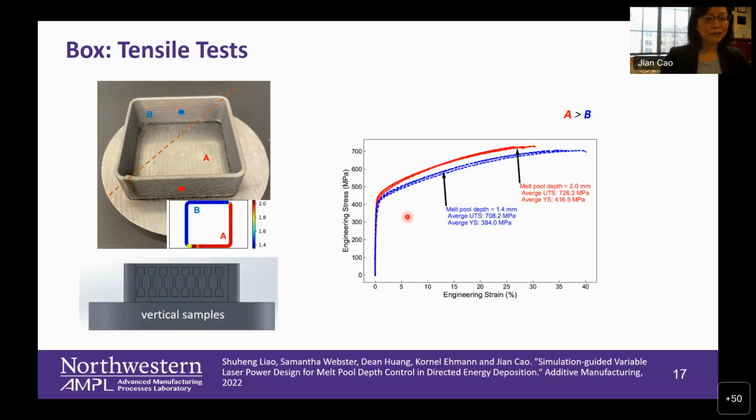One thing also interesting from this is that, particularly if you're a material scientist, you look at this curve and you say, okay, I have a deeper melt pool, which means I will have a slower cooling rate, which means potentially I may have a larger grain size, and therefore A should be lower than B. So why is A higher than B? So we specifically made sure that we got the specimen at the right location.